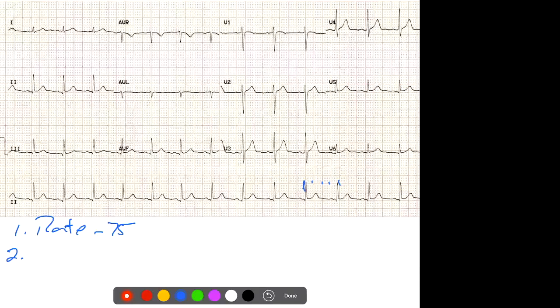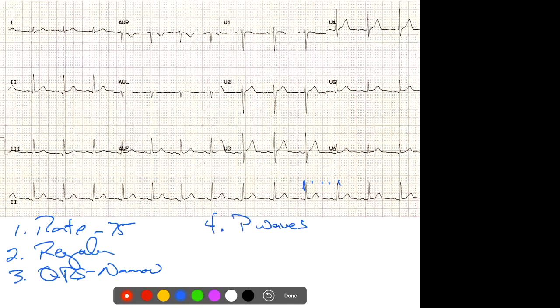Is the rhythm regular or irregular? Regular. Okay. 3. Then we're looking for QRS, which so far everything's narrow. I'll just give you that. Next thing we look for are the P waves, right? Yes. So P waves in 2, 1, and AVR.